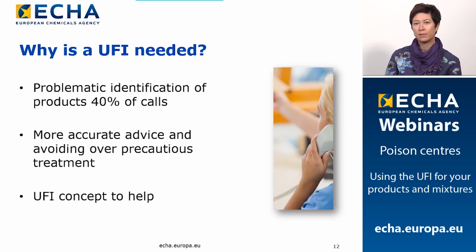It has been estimated that poison centres have difficulty in identifying the correct product in about 40% of calls they receive. As a result, immediate and accurate advice can be compromised and may lead to over-precautious treatment to be on the safe side. For this reason, the UFI concept was developed to assist poison centres with the fast and correct identification of products during an emergency call.